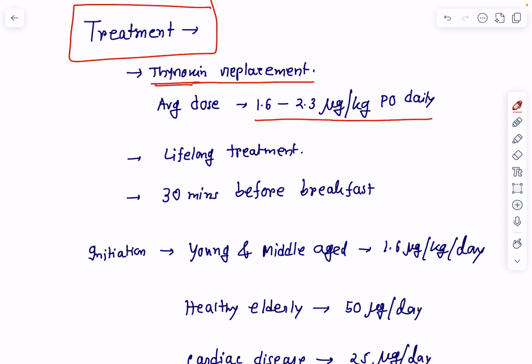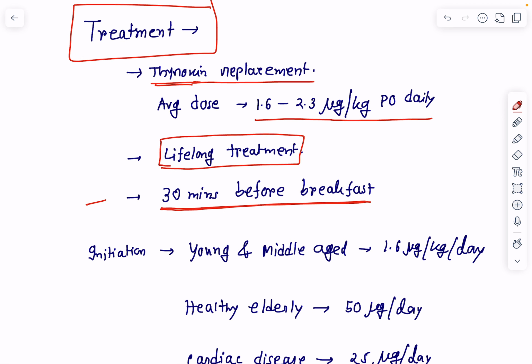We need to stress that it is a lifelong treatment. We need to counsel the patient regarding this. And thyroxine supplement should always be taken 30 minutes before breakfast, because there are many foods which can hamper the absorption of thyroxine hormone from the gut. So it should be taken on an empty stomach at least 30 minutes before breakfast.